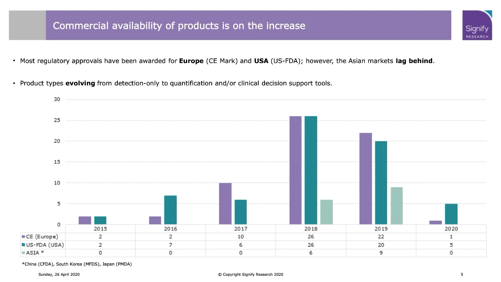As the market evolves, and this graph shows this, we can see a year-on-year decline in AI solutions in recent times. However, this is not because AI is becoming less popular, but the demand for the type of product is evolving, and this is moving from detection-only solutions to solutions which offer quantification and clinical decision support. But these have received fewer approvals to date.